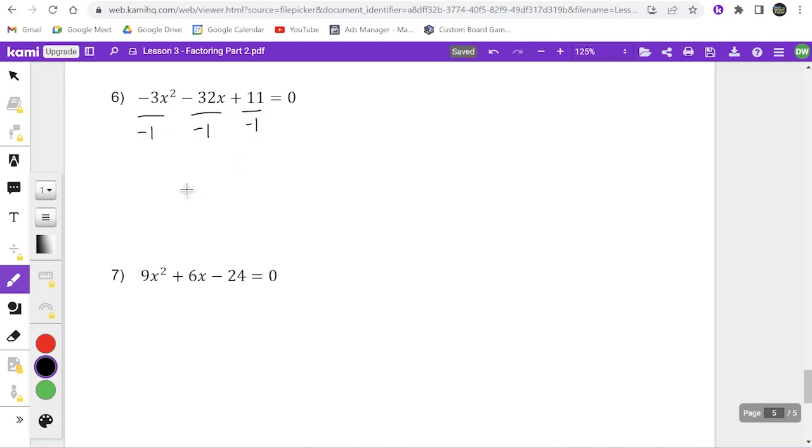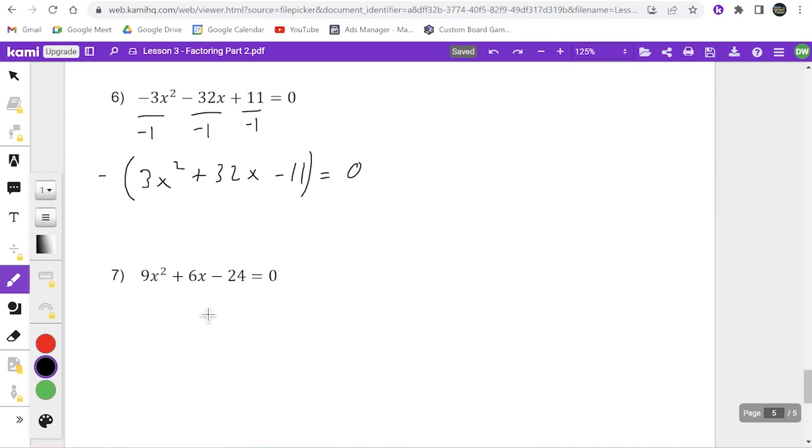So what that means is I will then have positive 3x squared plus 32x, and 11 divided by negative 1 is minus 11. That equals 0. And of course, don't forget to put the whole thing in parentheses and put the negative 1 out in front. Or you don't even have to write the negative 1, you can just write the minus sign, and that's correct as well.